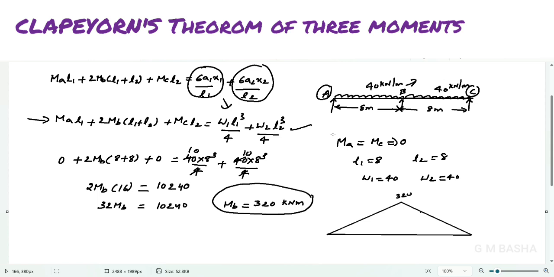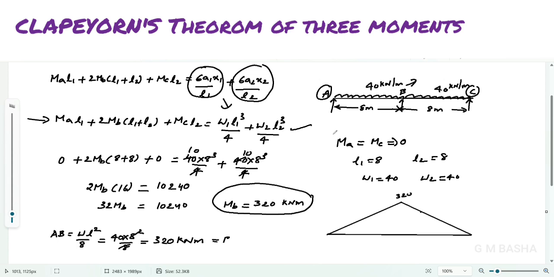For free BMD, how will you calculate? We know on the span AB, UDL is acting, you will get W L square by 8. If you simplify, how much you will get? 40 into 8 square by 8. You will cancel that one. You will get 320 kilonewton meter.